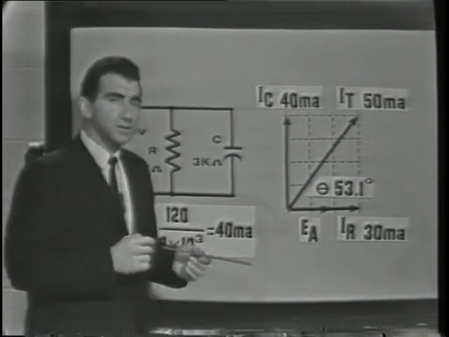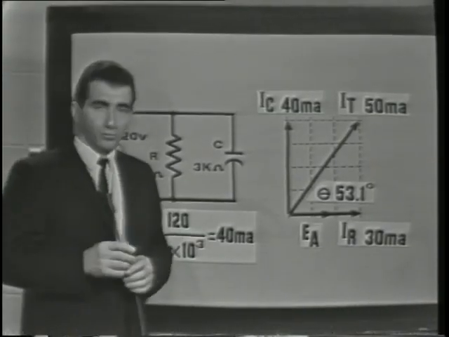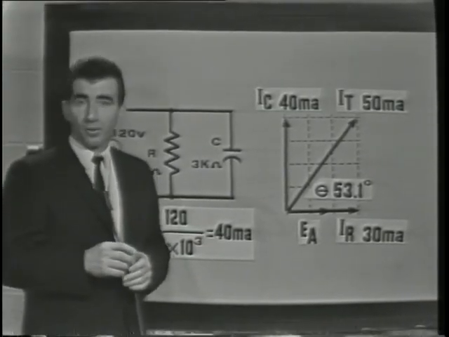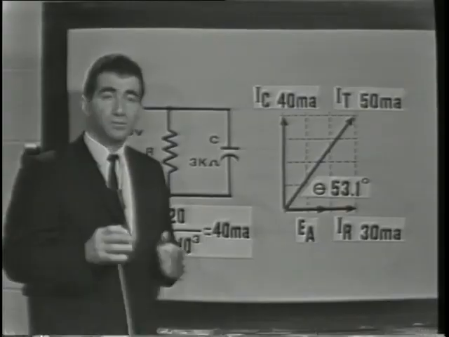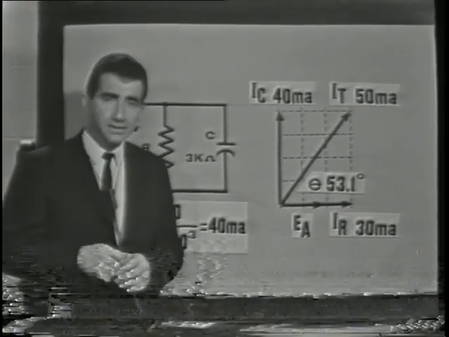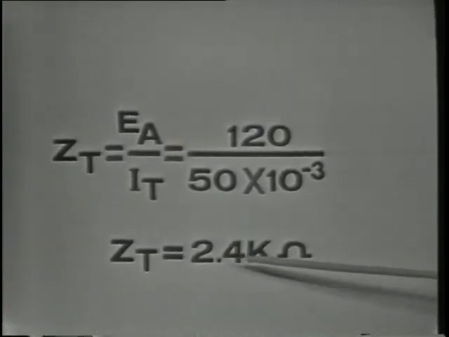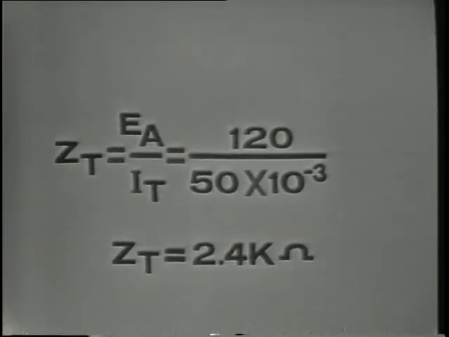Now, impedance vectors are not used in this parallel circuit because a series equivalent would first have to be developed, and for our purposes, it's much simpler just to apply Ohm's law. And when we apply Ohm's law, we see that ZT is equal to EA over IT, or 120 volts over 50 milliamps, and the total impedance in the circuit is equal to 2.4 k ohms.